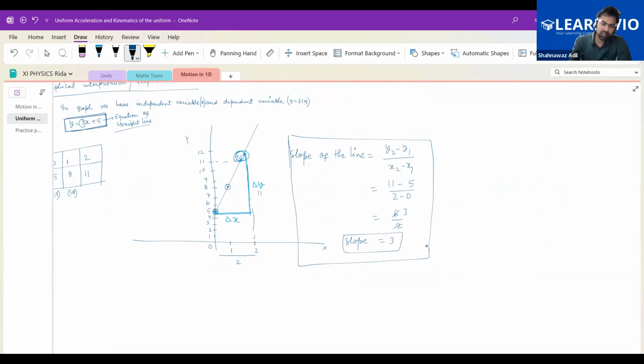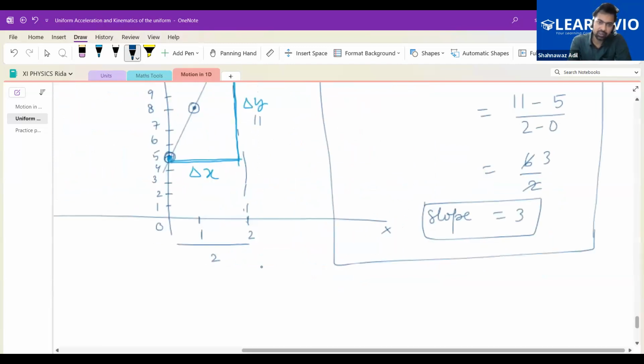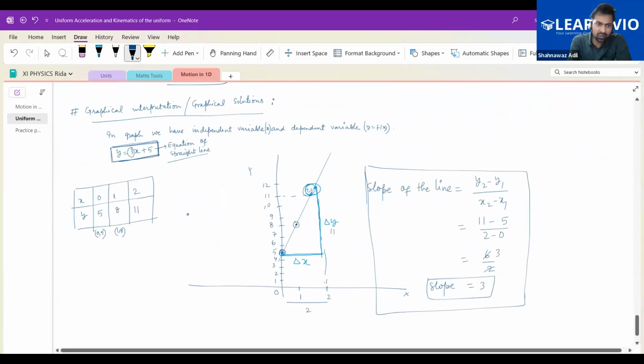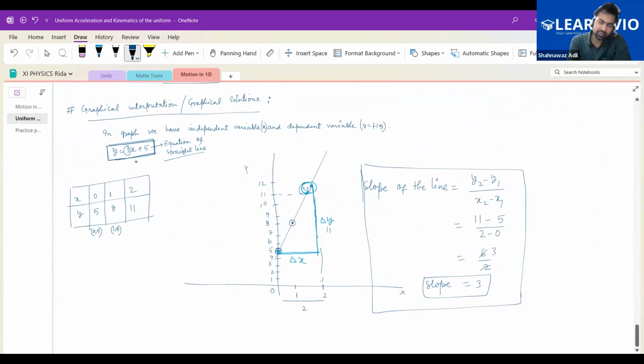Now we can talk about different graphs, right? Sir, can you repeat it once again? Yeah, so let's say whenever we have a straight line, we make this graph of the straight line. And then we want to calculate the slope of the graph. So to calculate the slope of the graph, we take 2 points.